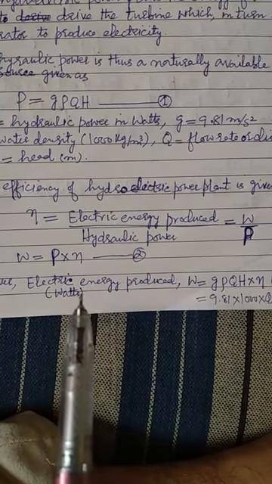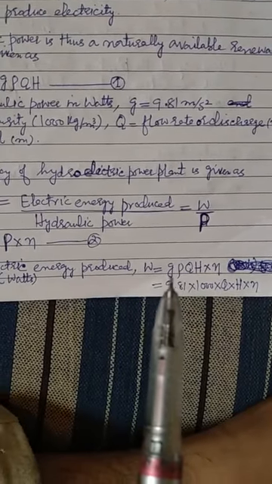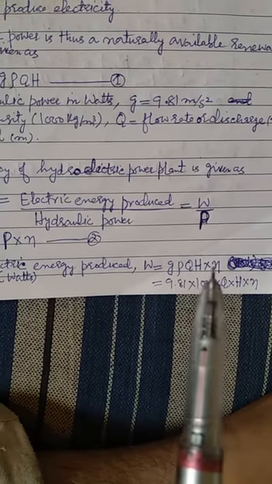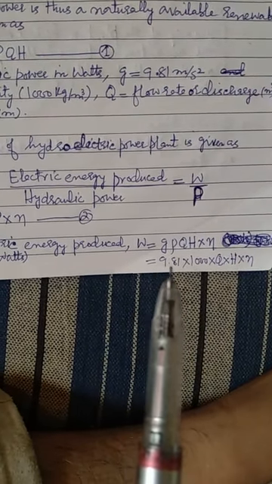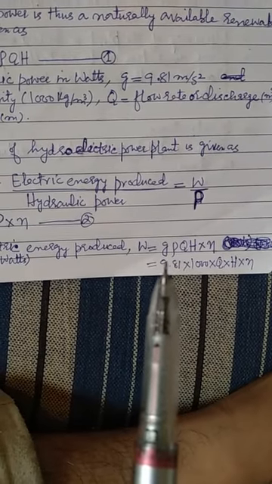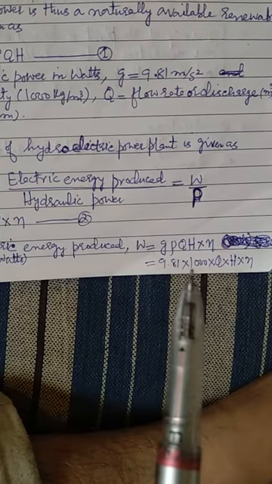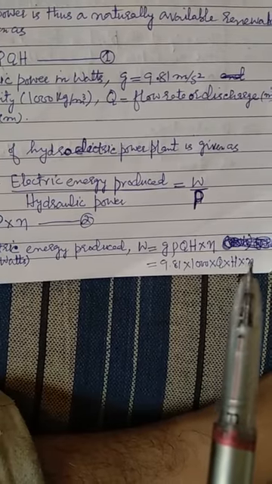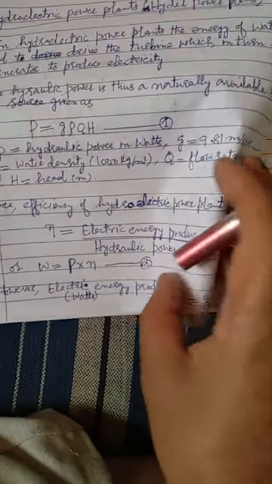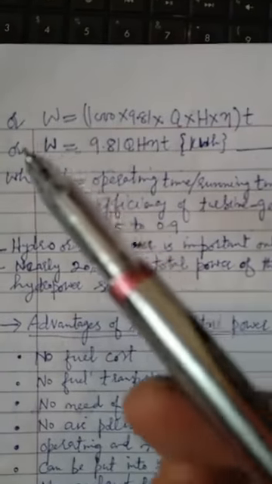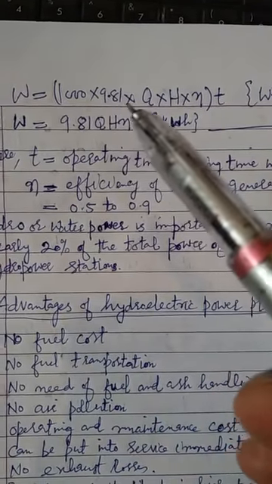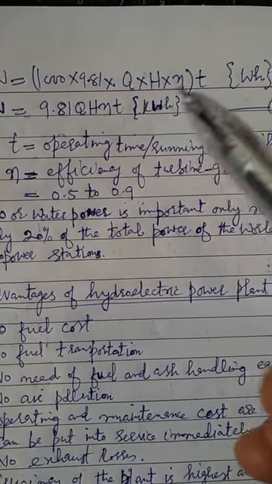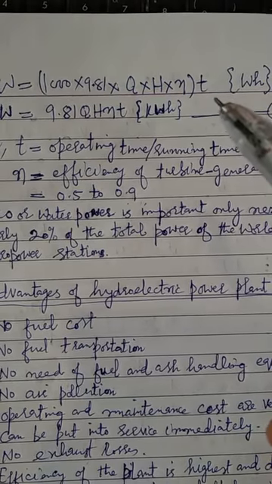Electric energy produced in watts, W, is equal to rho g Q H into N. So it is equal to 9.81 into 1000, that's the density, Q is discharge, H is head, and N is efficiency. Let us move forward. Or I can say here that W is equal to 1000 into 9.81 into Q into H into N. Now it is multiplied by T.